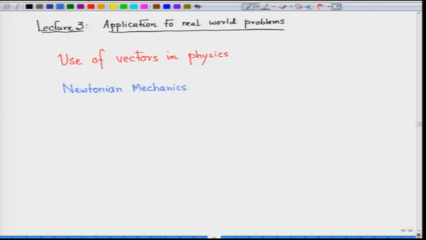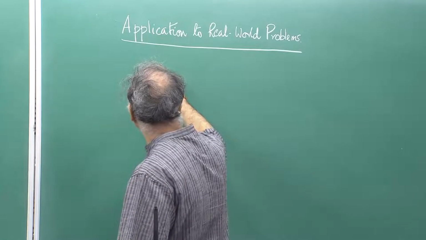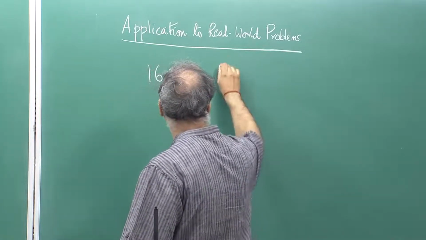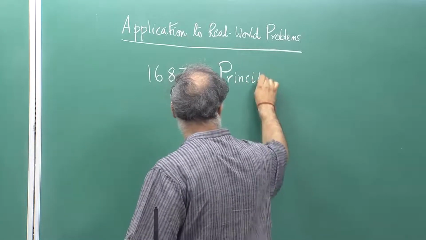Newton was of course the most famous genius, other than Albert Einstein. Newton was born in 1727 in England and went on to become one of the greatest scientists who ever lived. In 1687 he published a book called Principia, or Newton's Principia.